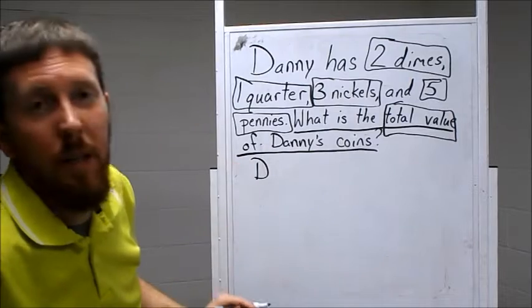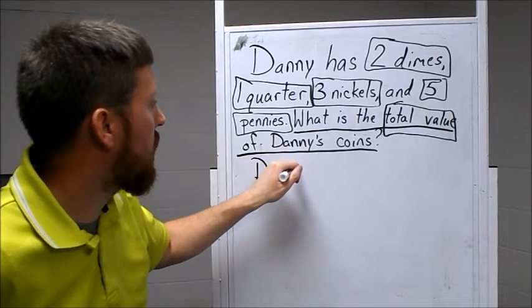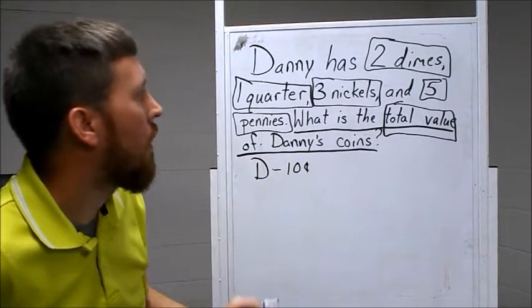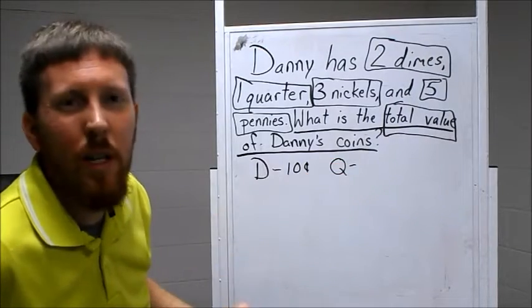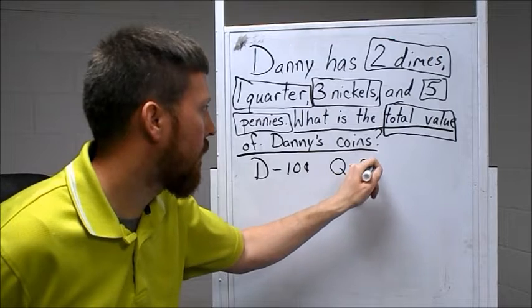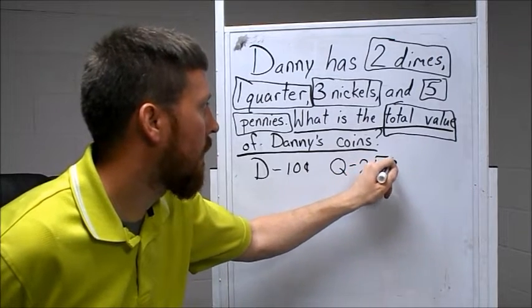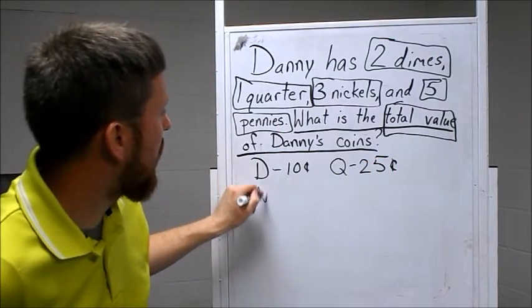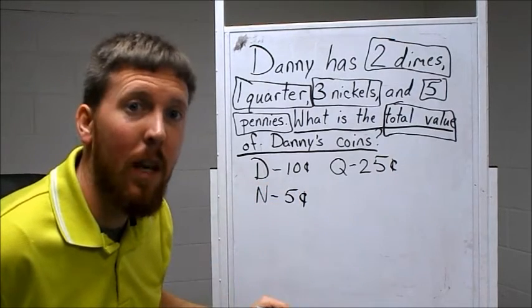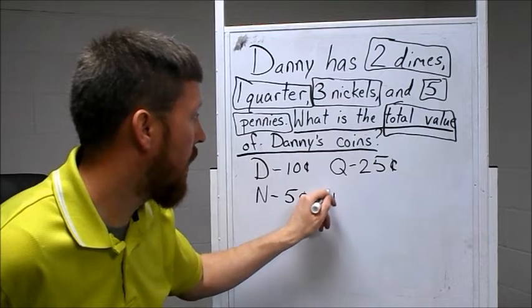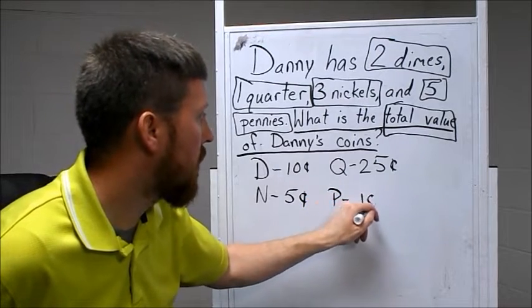Dime's our first one. I'm going to put D for dime. A dime is worth 10 cents. I'm going to then use quarter because that's our second coin. A quarter is worth 25 cents. As I look, my next one is nickel. Nickels are worth 5 cents. And my last one is a penny. A penny is worth 1 cent.